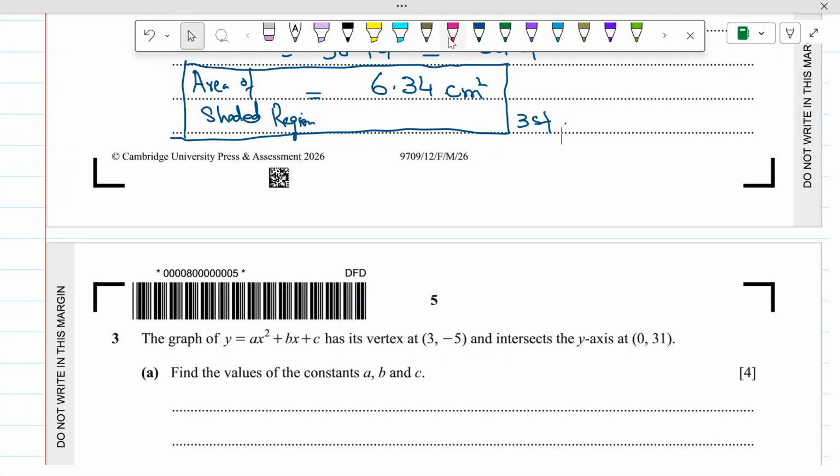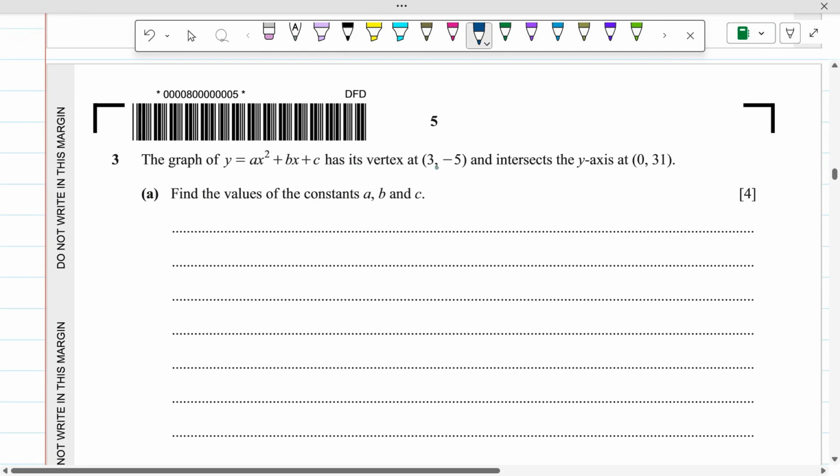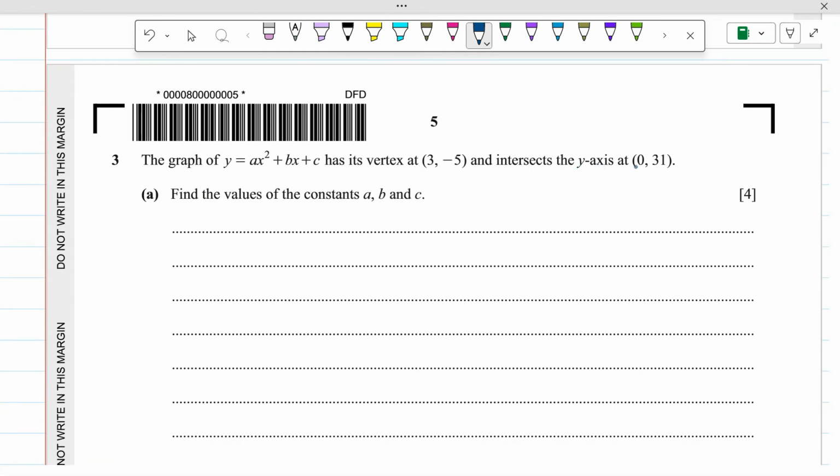Okay, let's move to question number 3. The graph of y equals ax squared plus bx plus c has its vertex at (3, -5) and intersects the y-axis at (0, 31). Find the values of a, b, c.